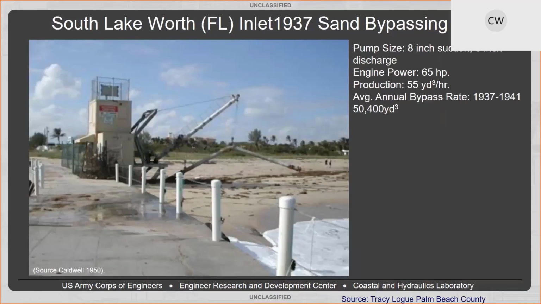Originally, it was a pretty small system: an 8-inch suction pipe with a 6-inch discharge and a small 65 horsepower engine. They were able to achieve about 55 cubic yards an hour, which is pretty decent for what they were working with back then. Between 1937 and 1941, their average rate of bypassing was about 50,000 cubic yards per year. Next slide.